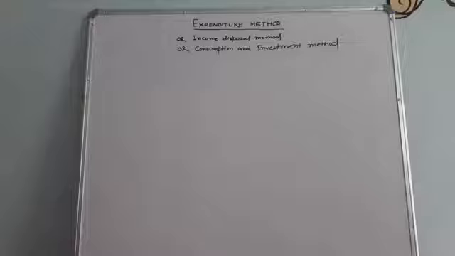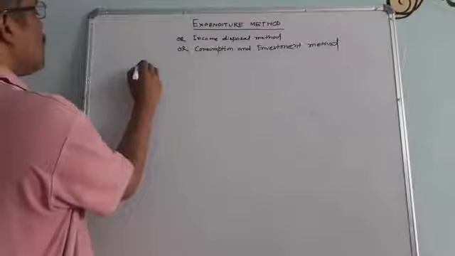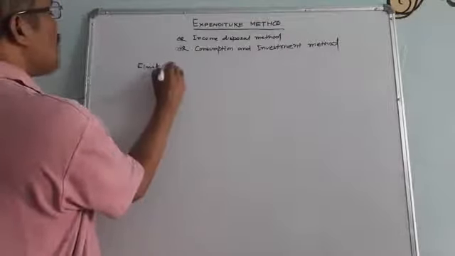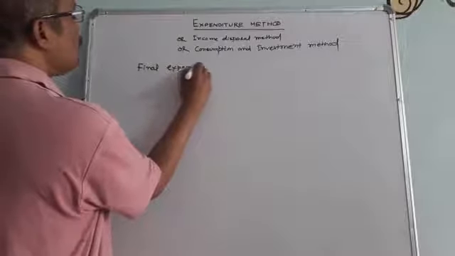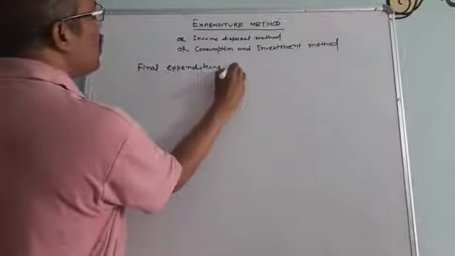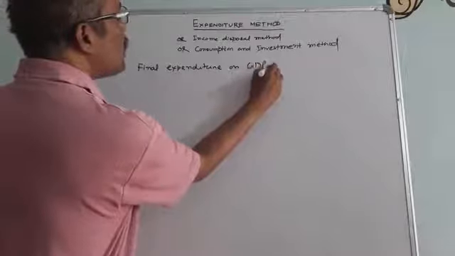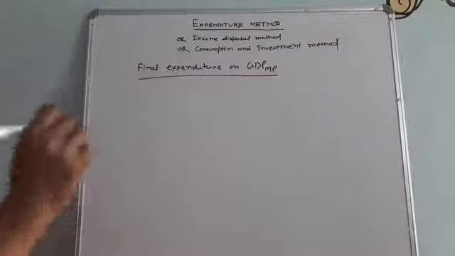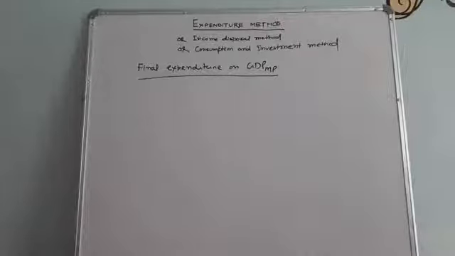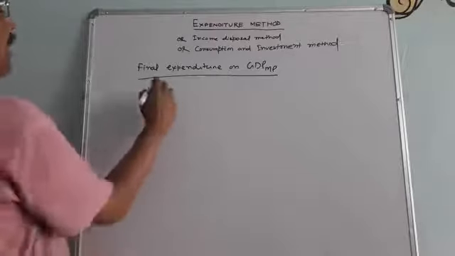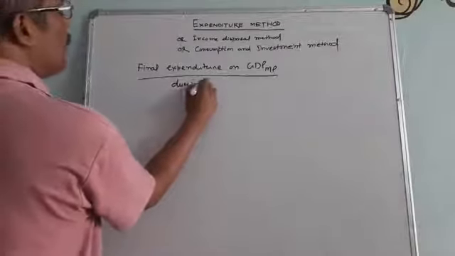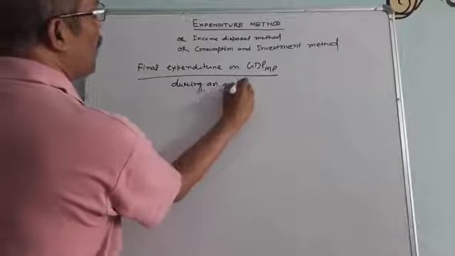What is the expenditure method? It is a method which measures the final expenditure on gross domestic product at market price during an accounting year.